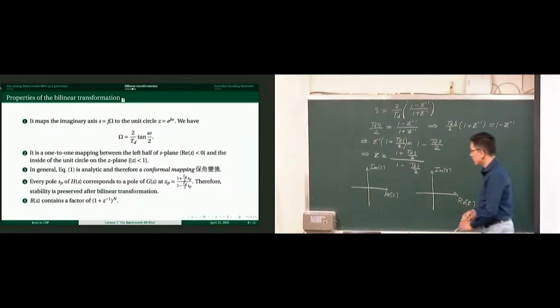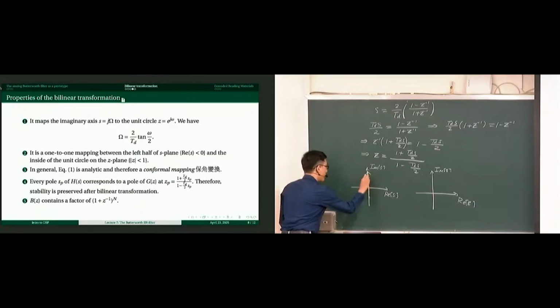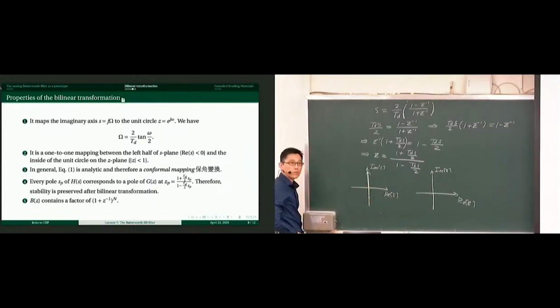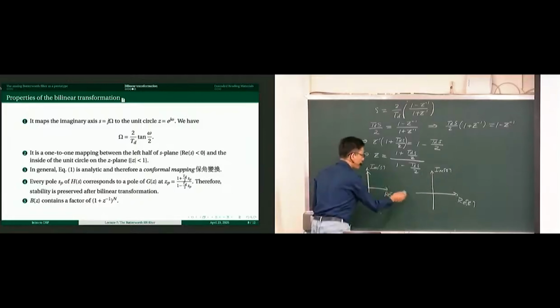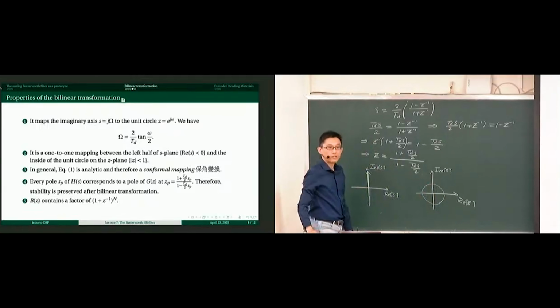Okay, so let me just draw it. Imagine that you are going from bottom to top, in this direction along the imaginary axis in the S domain. Imagine that going up, you walk along like that. Then transforming to the Z domain, the path, the contour becomes a circle. Actually, the unit circle.